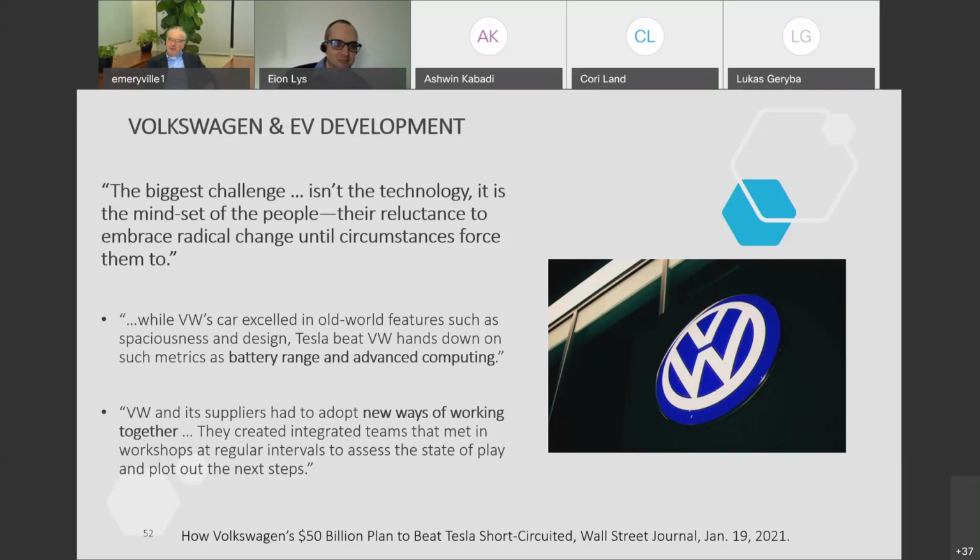You know, for me, I always think of technology as the hard part because everything else to me seems easy. But I've come to realize, one, it's not easy, and secondly, the people with the technology frequently don't understand a lot of these other things that are easier to understand in some ways. So the biggest challenge isn't the technology, it's the mindset of the people. That tells you it's about culture, their reluctance to embrace radical change until circumstances force them to.